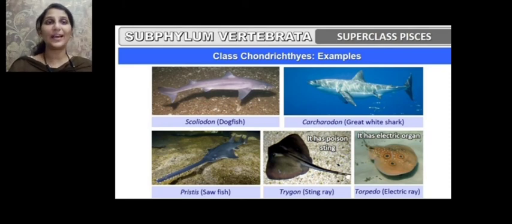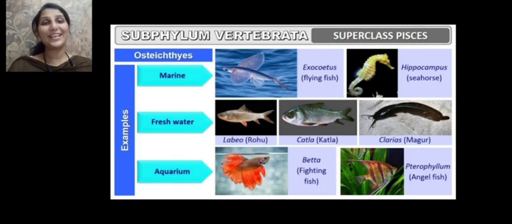Examples of the Chondrichthyes are the dogfish, the great white shark, the sawfish, the Trygon, which is called a stingray, and then Torpedo, which is called the electric ray. All these are examples of the Chondrichthyes. And examples of Osteichthyes, that is the marine Osteichthyes, are Exocoetus, which is otherwise called a flying fish, then Hippocampus, commonly called a seahorse. The freshwater fishes are Labeo, Catla, and Clarias, and the bred fishes, namely the aquarium fishes, are Betta, which is called a fighting fish, or Pterophyllum, otherwise called the angelfish.